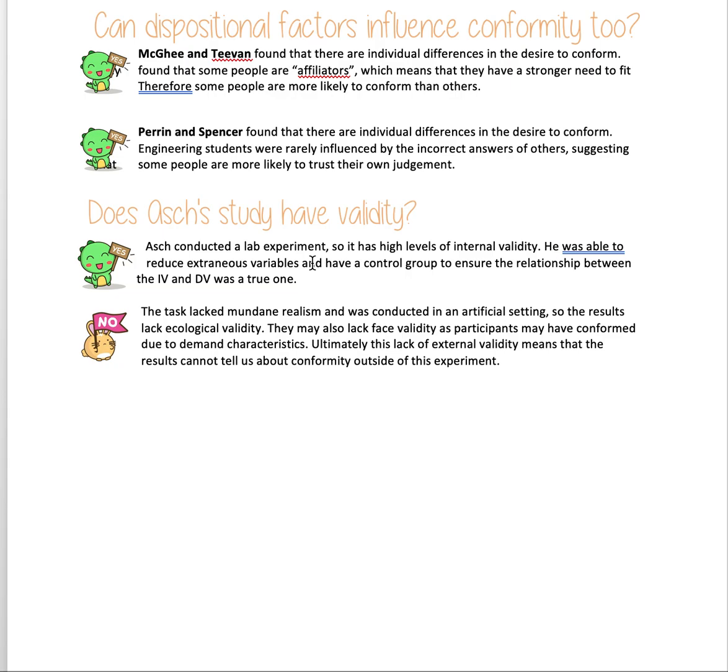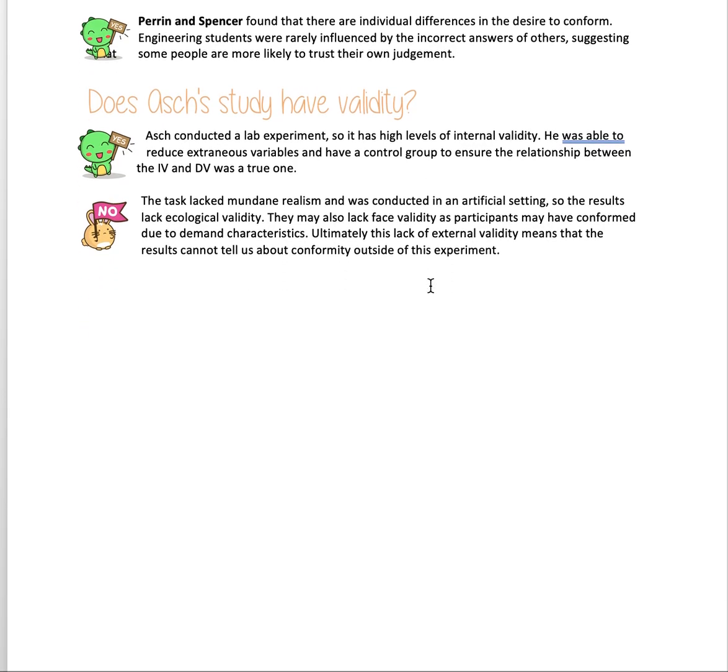However, it lacks ecological validity as it was conducted in a lab setting, and also the task lacked mundane realism. It was measuring line length. This does not reflect a real life activity, so therefore it cannot explain the rates of conformity outside of the lab setting. And be specific, don't just write this out. You need to say conformity outside of this experiment. You need to say measuring line lengths would mean that it lacks mundane realism.